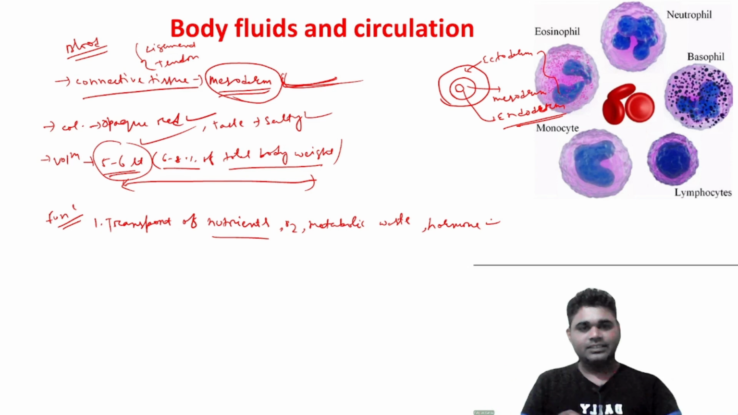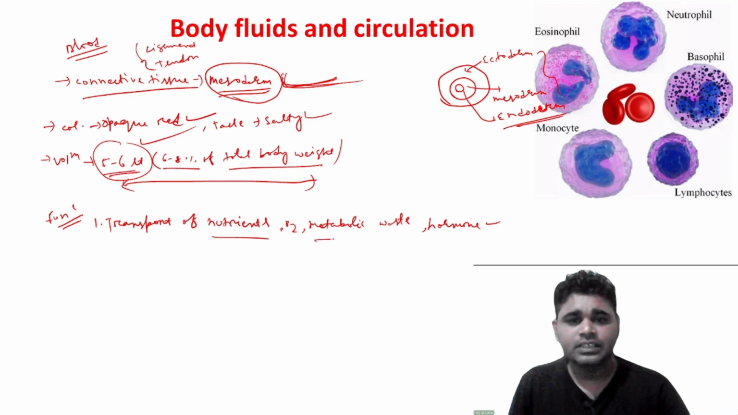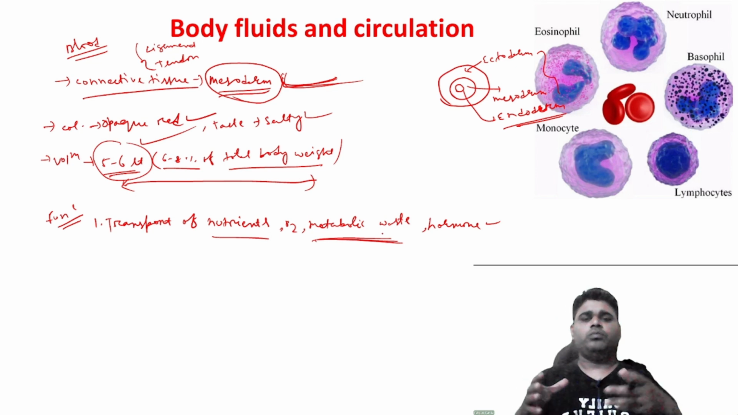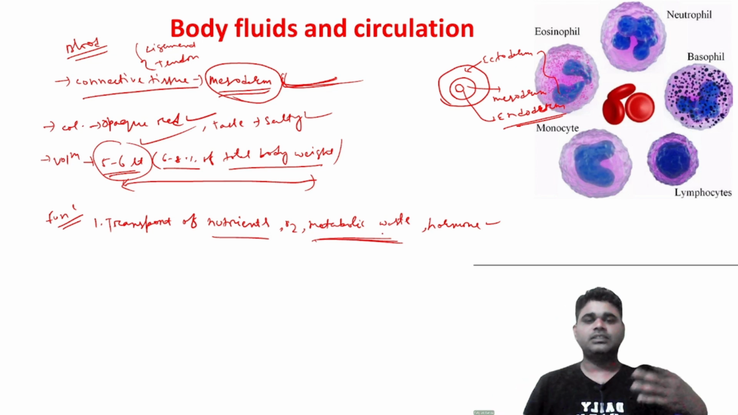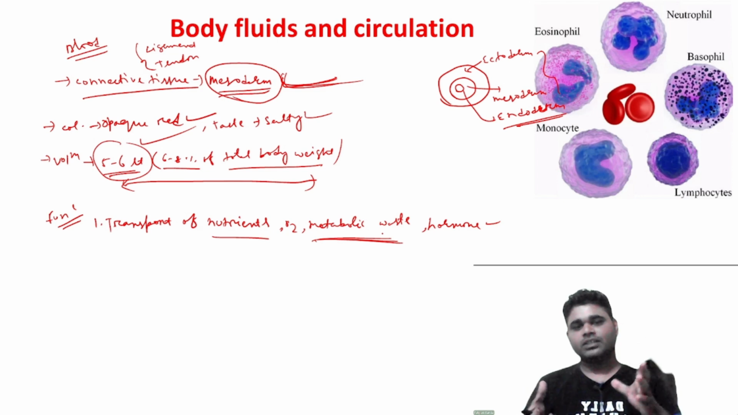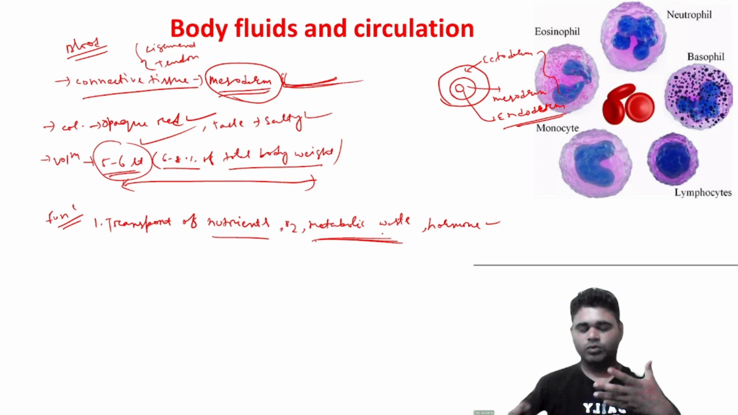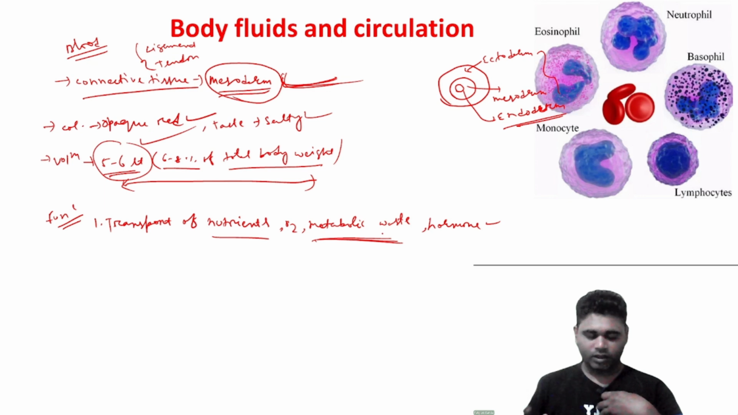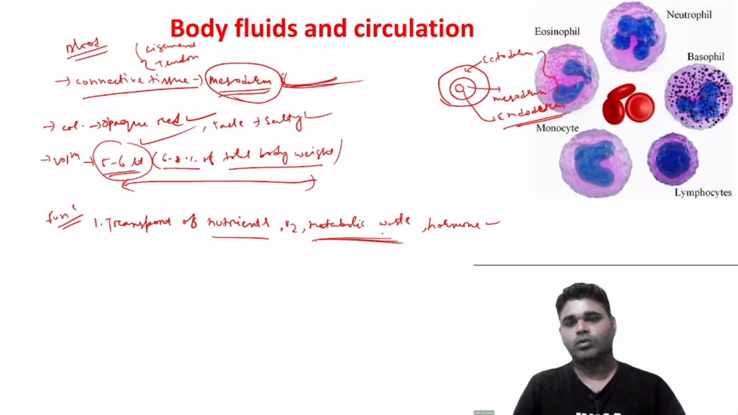Now like this is metabolic waste. Obviously every tissue releases its waste material. This waste material is released through the kidney in the urine. How does the waste material, for example of the lungs, go to the kidney? By the flow of the blood. So these are the main functions: the transport of nutrients, oxygen, metabolic waste and hormones.